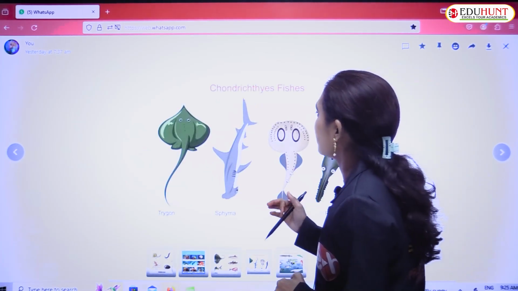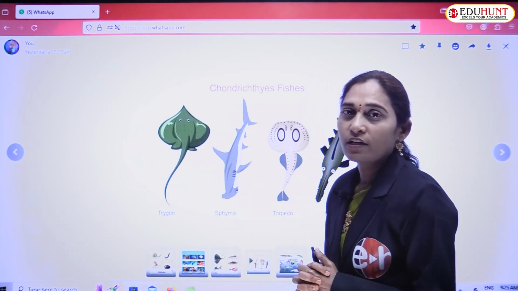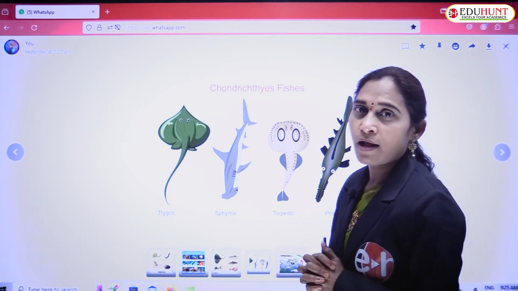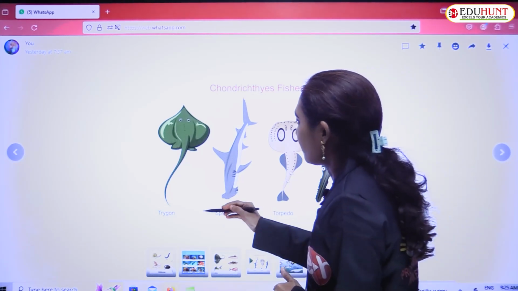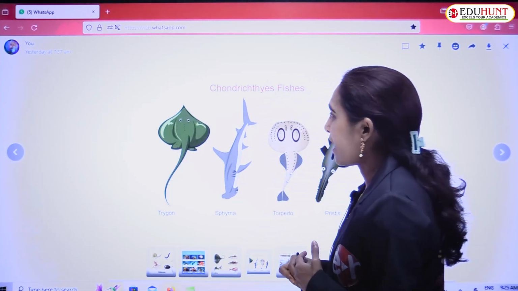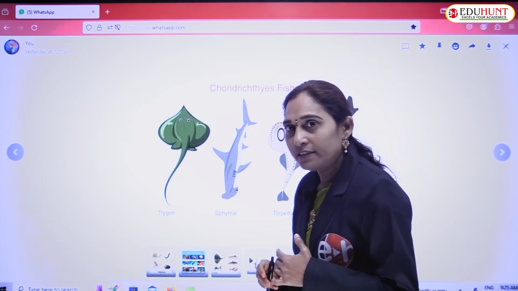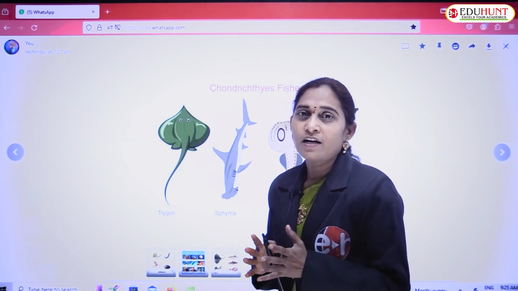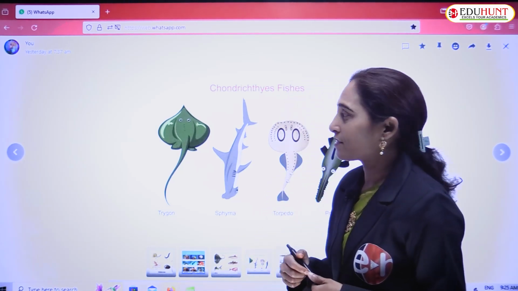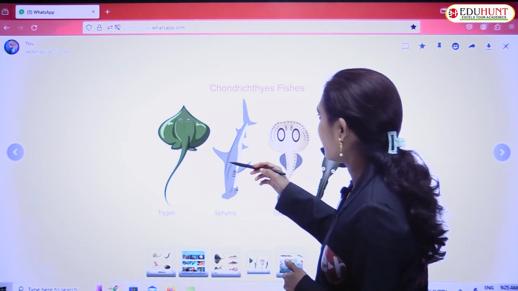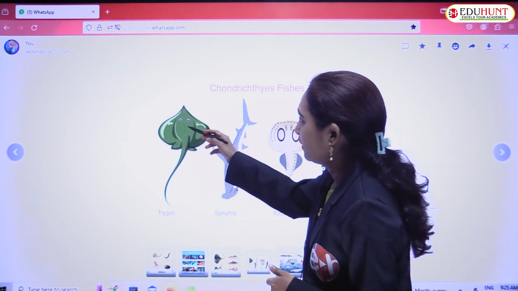These are the examples of some chondrichthyes, elasmobranch fishes. Trygon, it is commonly called stingray. As we have mentioned while discussing the differences between chondrichthyes and osteichthyes, the mouth is ventrally placed. You can see the ventrally placed mouth here.